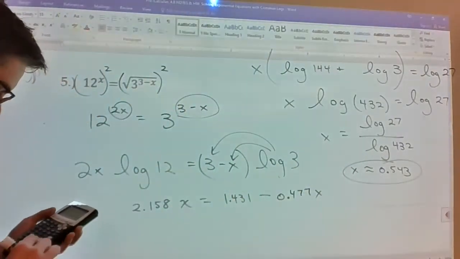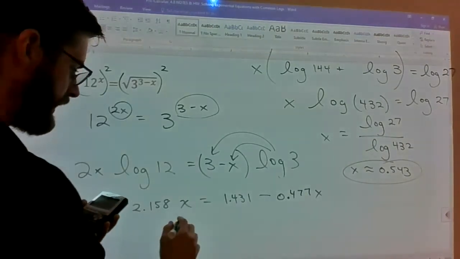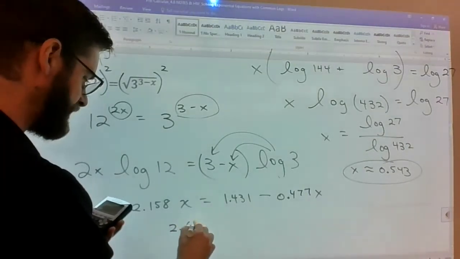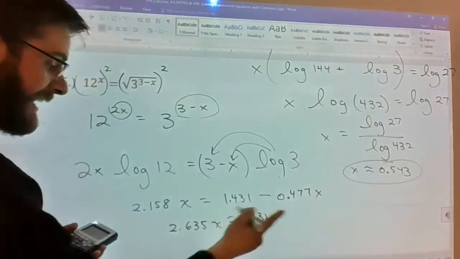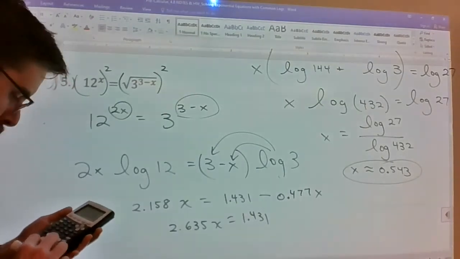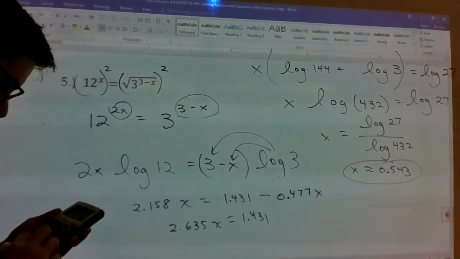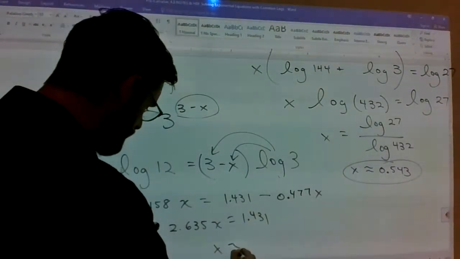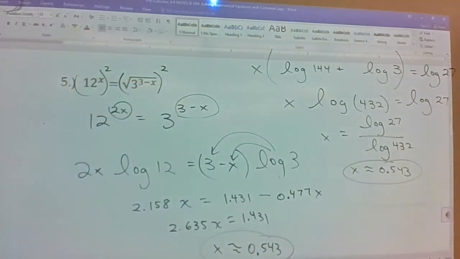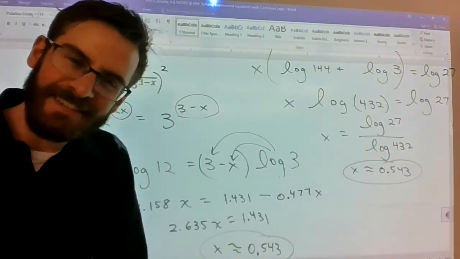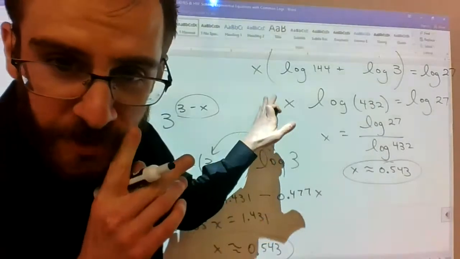So if we add that to both sides, we get 2.635x on the left, 1.431 on the right. Divide both sides by 2.635. Wow. Same answer. I guess this is the quicker route, but this one's more fun.